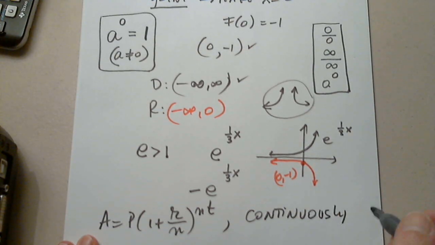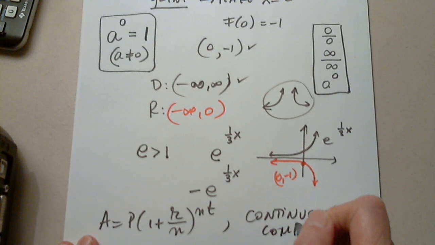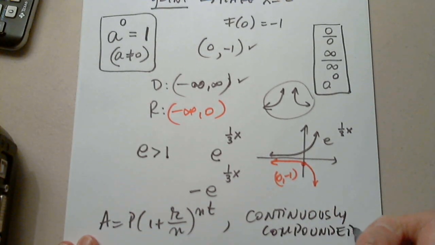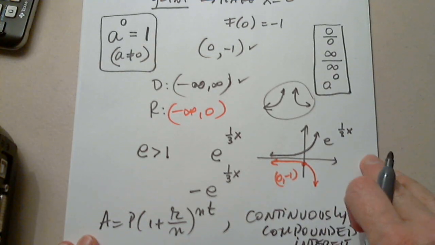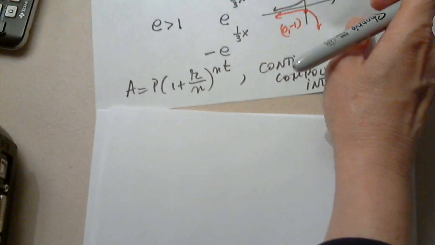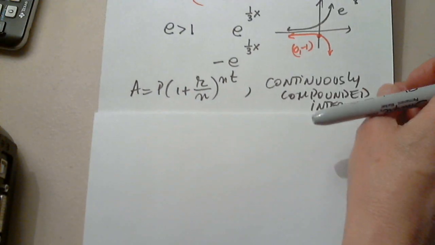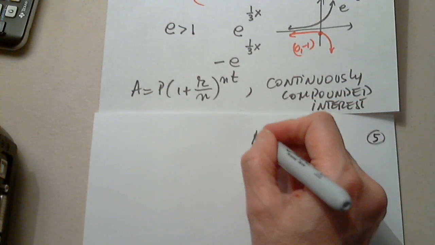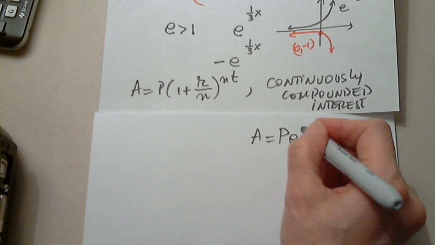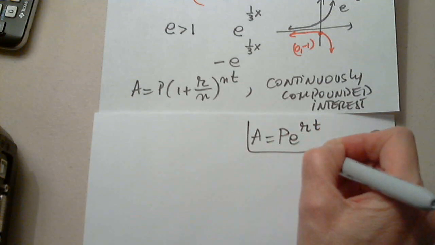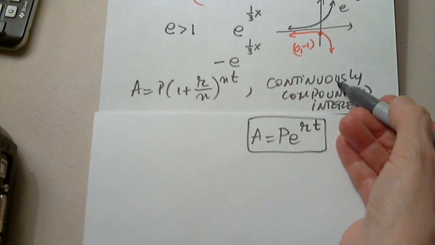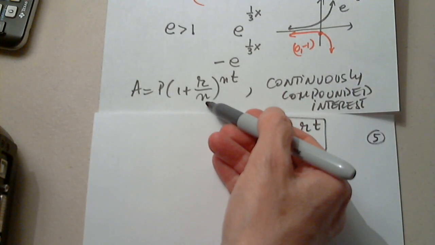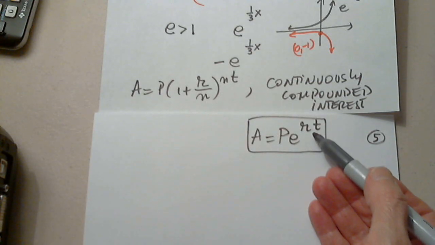continuously compounded interest. We have a different formula, and the formula has e in it. So for this one, I'm on page 5. It's A equals P e^(rt). As you notice, because it's continuously, there is no n.